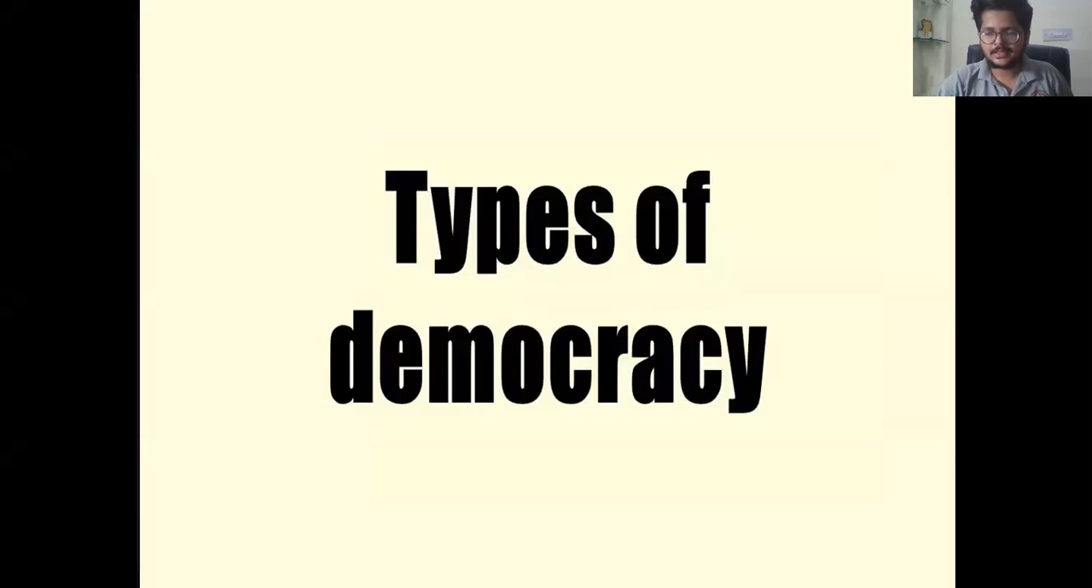Types of democracy. We have already discussed what democracy is. Democracy is a form of government in which people choose the leader who runs the country, and through universal adult franchise, they are elected by vote, and the person who gets the majority is elected as the head of the government, in our country, the prime minister. So let us start the types of democracy.